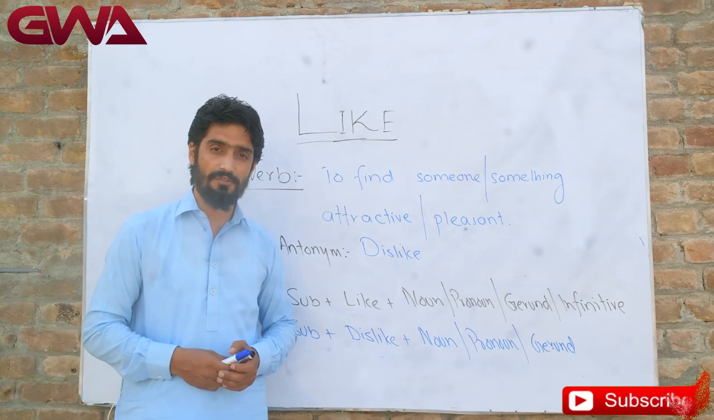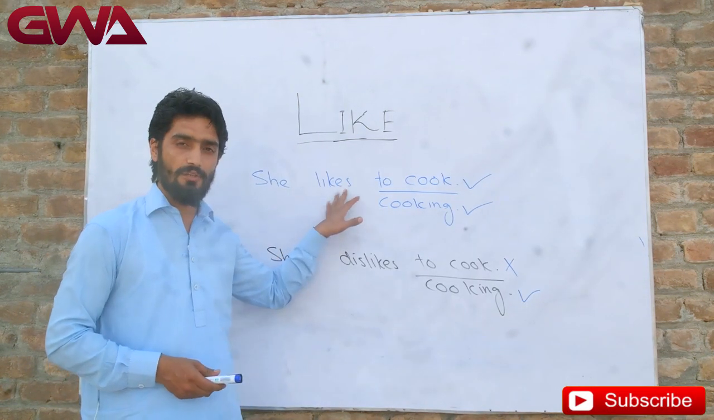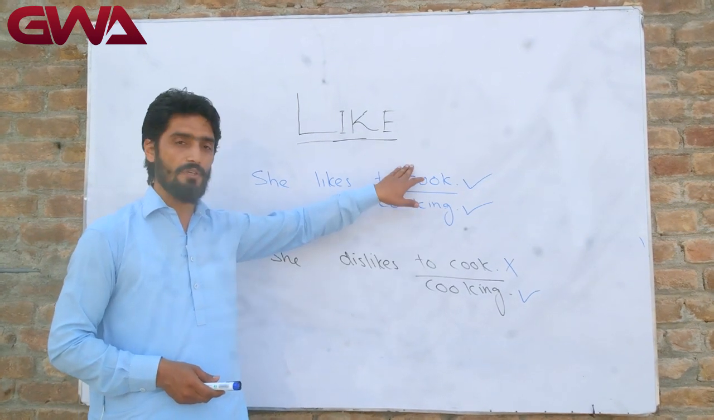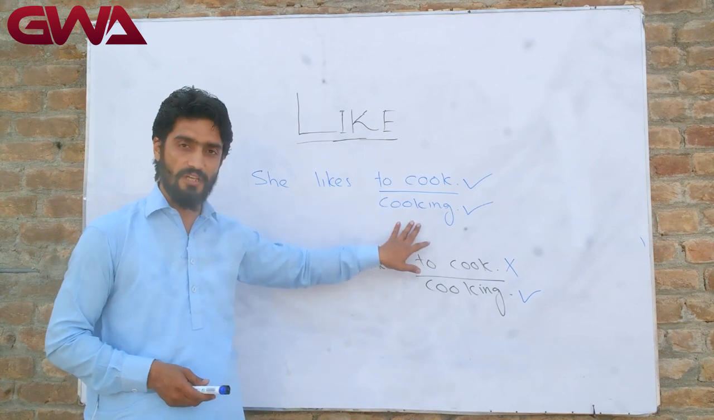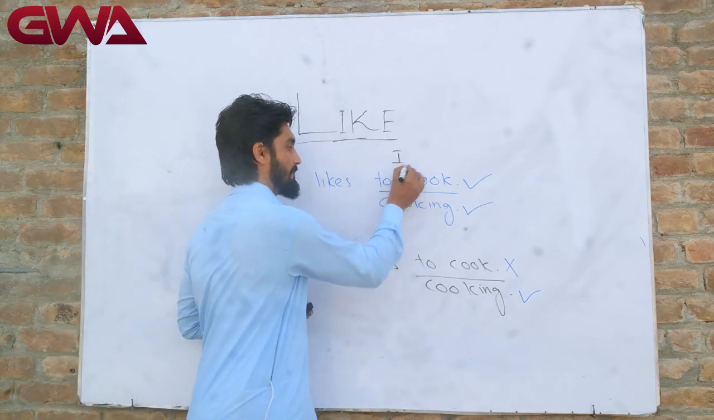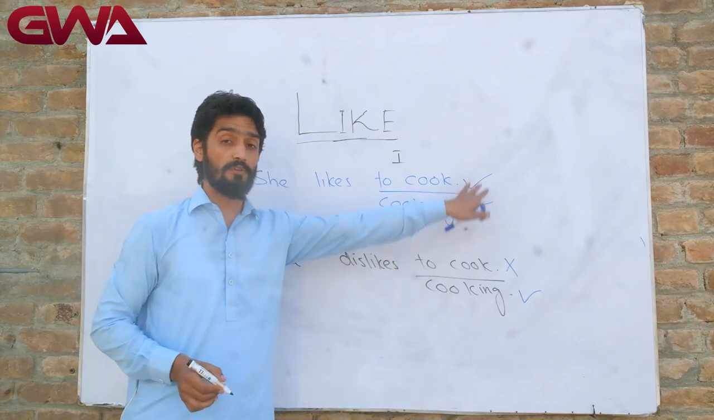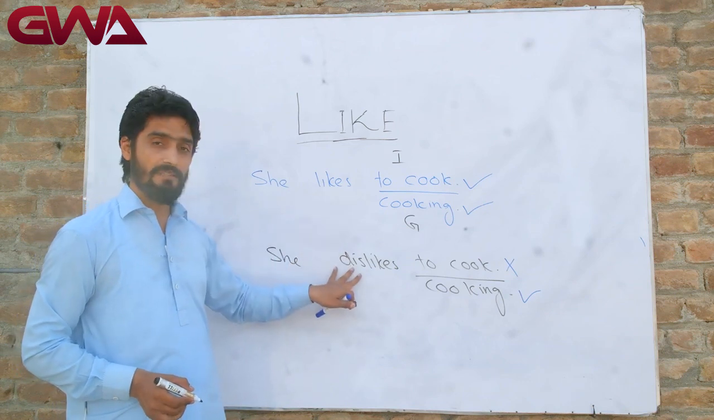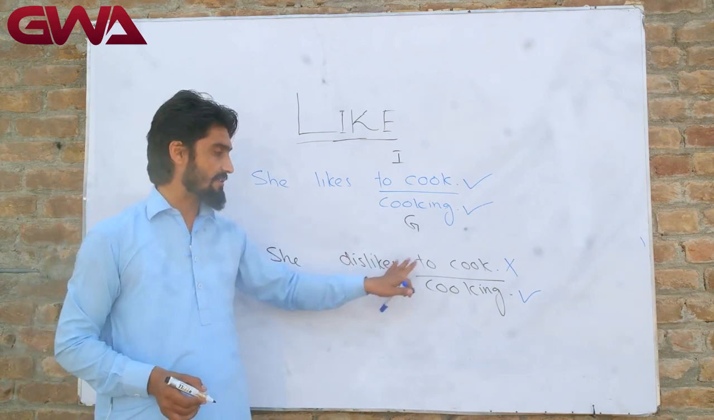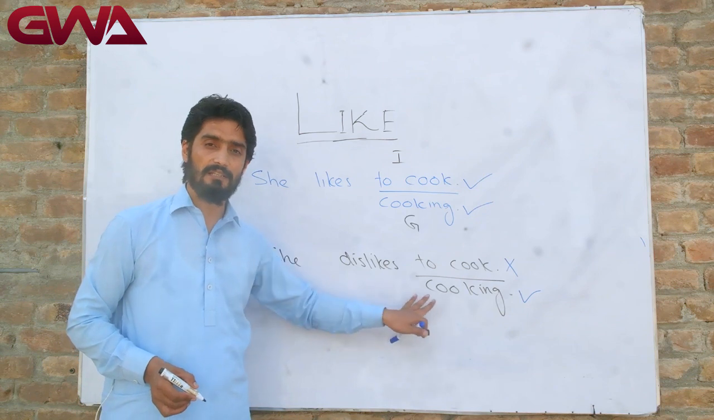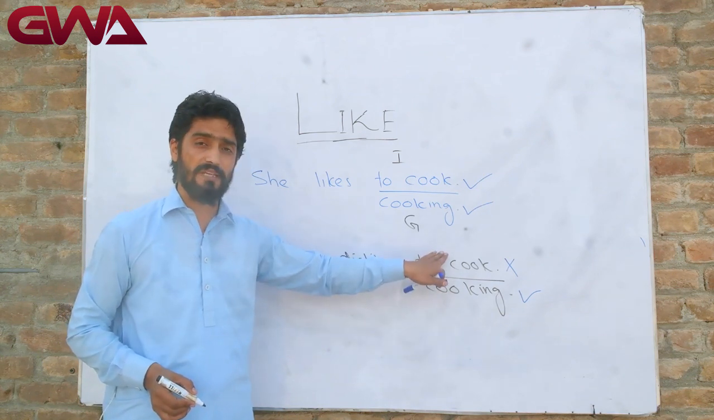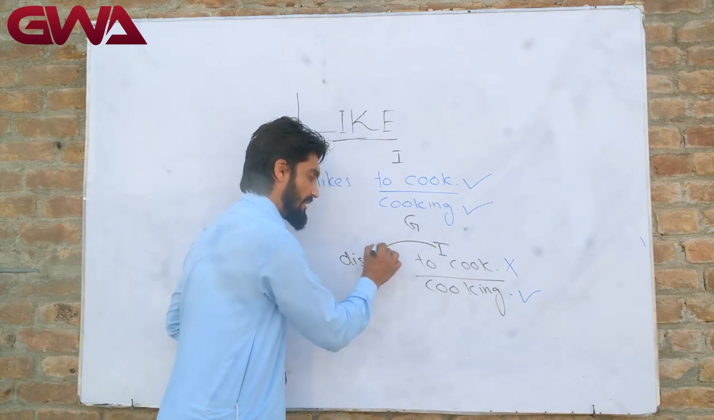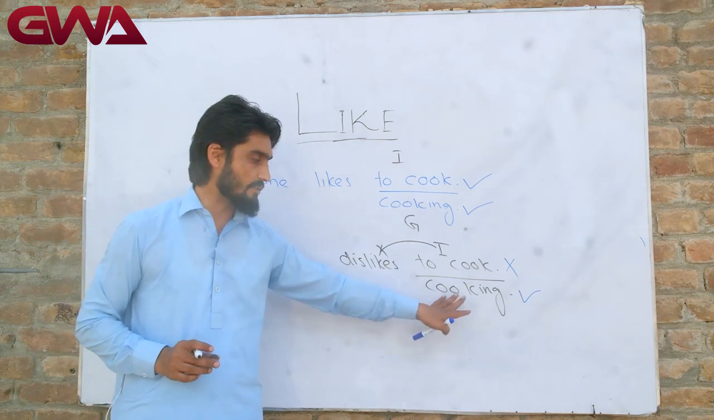Let's have some examples. She likes to cook. She likes cooking. To cook is an infinitive, cooking is a gerund. And both of them are right after like. Now the same example with dislike. She dislikes to cook, she dislikes cooking. Now here, to cook is incorrect because it is an infinitive, which cannot be used after dislike, whereas cooking is correct.